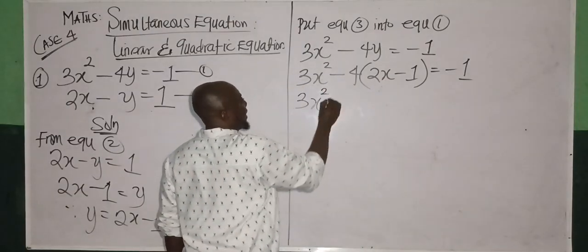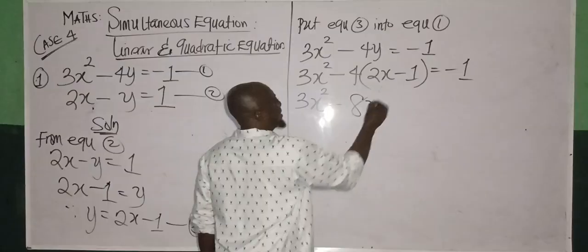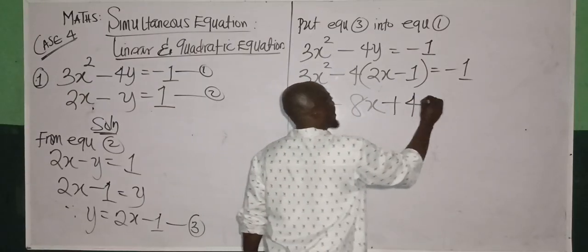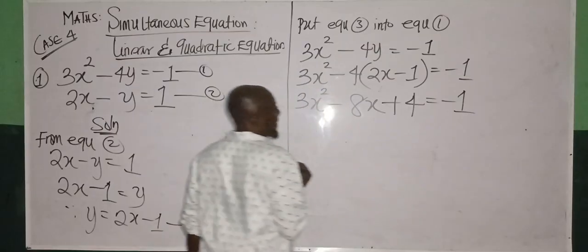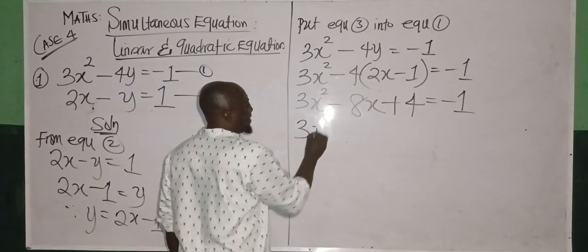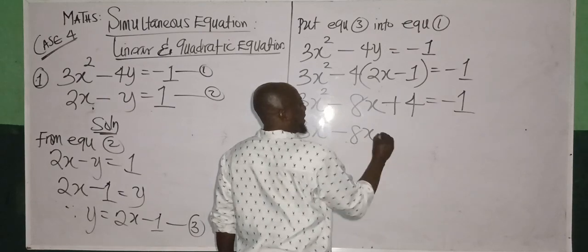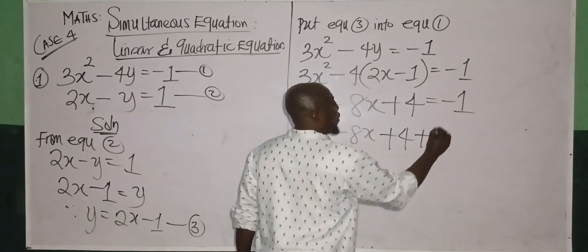Bring 3x squared down. Open this bracket. I'm having 8x minus, affect this, minus plus 4 times 1. I have this. That will give me this. From this point, I have that 3x squared minus 8x. Bring this one inside. So this will give us plus 1.